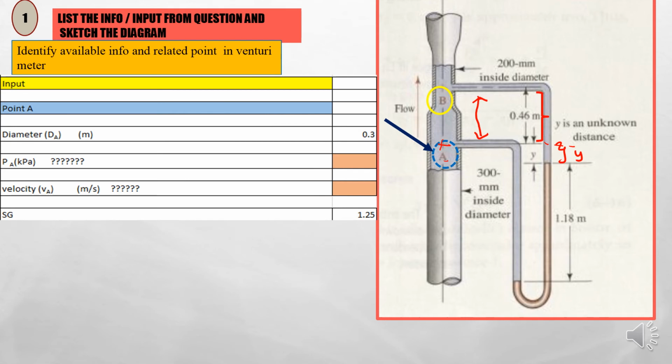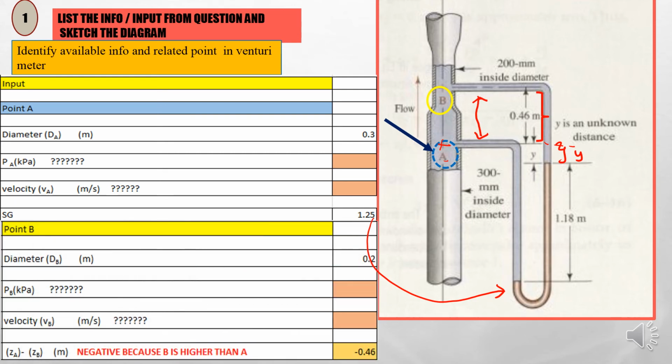So from that we can list down the info. We are definitely going to use point A, because we need the information of VA. The SG here is the SG for the liquid in the manometer. The pressure at A also is not available, and we have the information about the diameter at A, which is 0.3 meter.